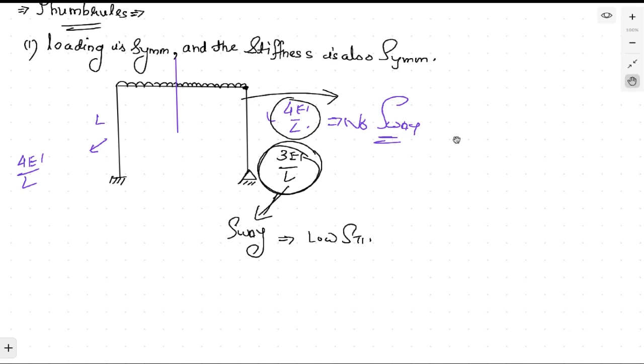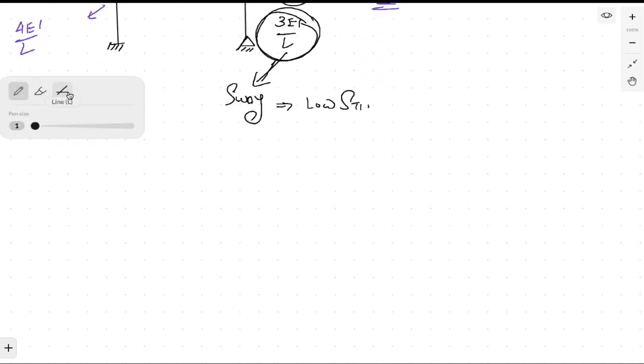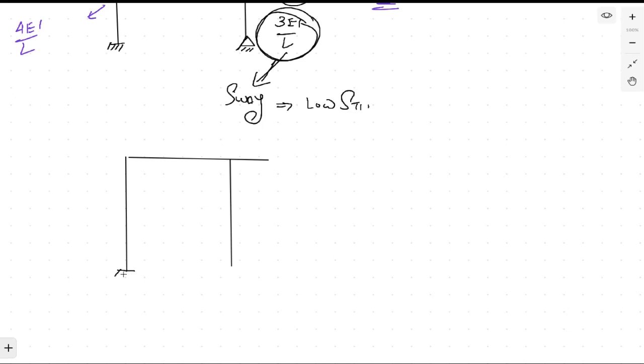For example, if the stiffness is the same but the loading is not symmetrical, then also sway will occur. How come? Let's see this. This is your fixed support, this is your fixed support, and here the load is applied. Now this is L and everything is fine, the support is fine, the stiffness is fine, but if you divide it from the central line, you will see that because of the unsymmetrical loading condition, this frame will try to move to this side. It means that there will be a sway condition.